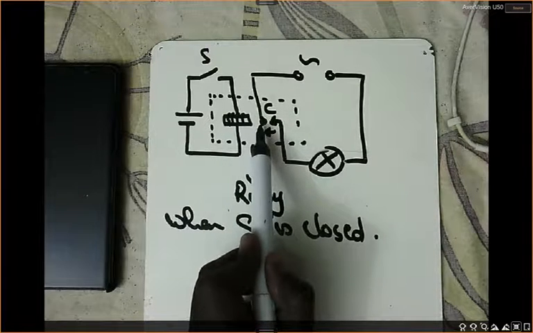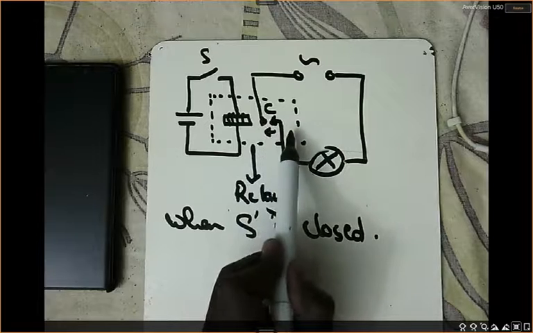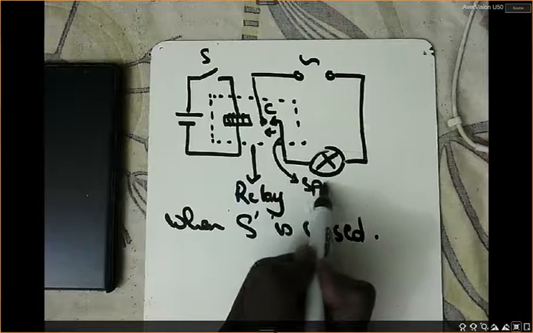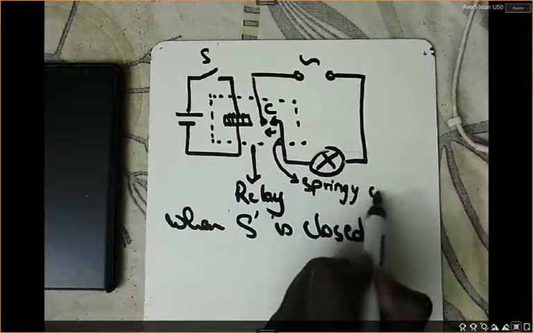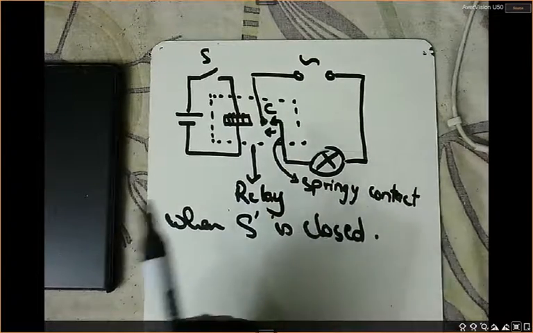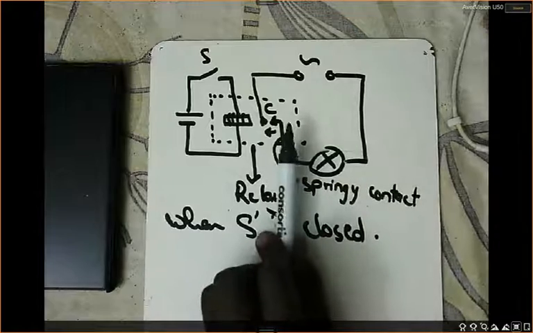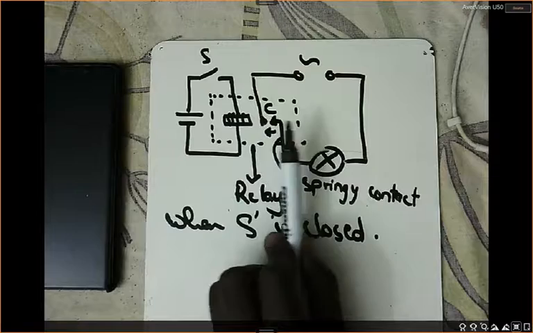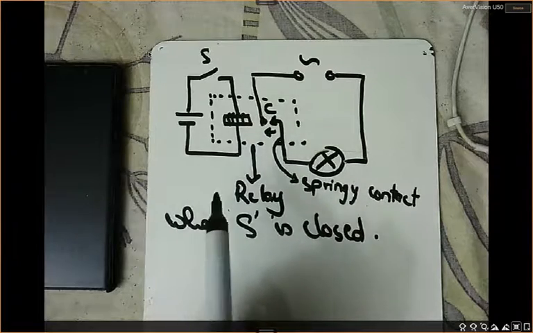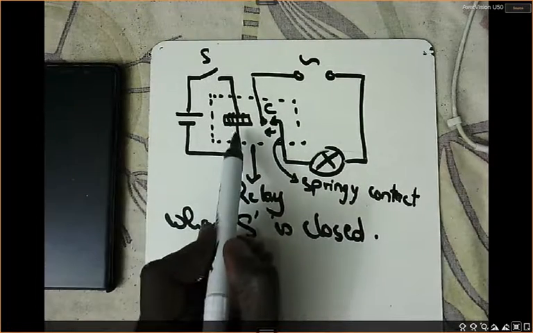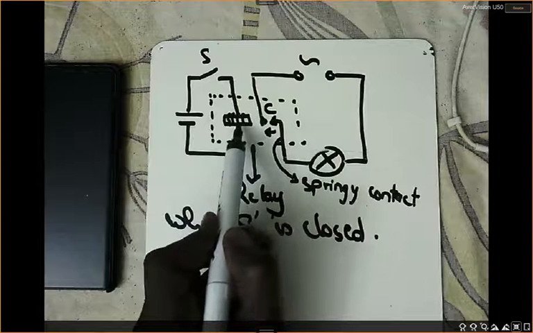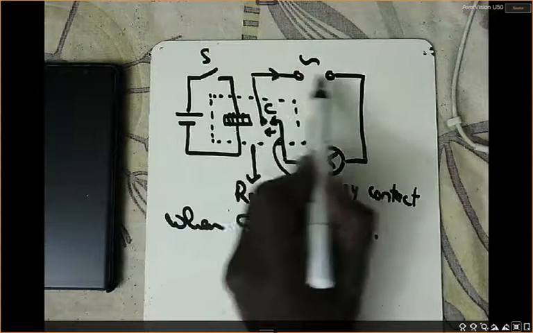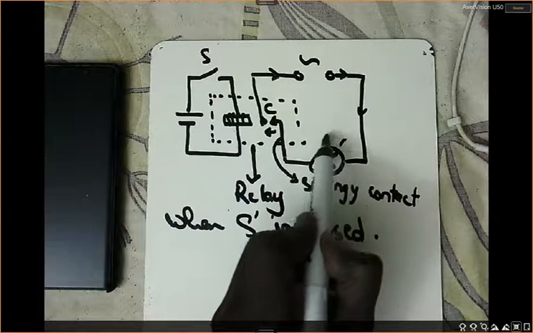This first contact is fixed, the second contact is free to move. We call this a springy contact. The springy contact is free to move, so it's like a spring. It connects. When it loses its magnetism, it disconnects back. So the idea is, when switch S is closed, the electromagnet creates a magnetic field. The magnetic field pulls the contacts together, and current flows in the second circuit, and the bulb lights up.